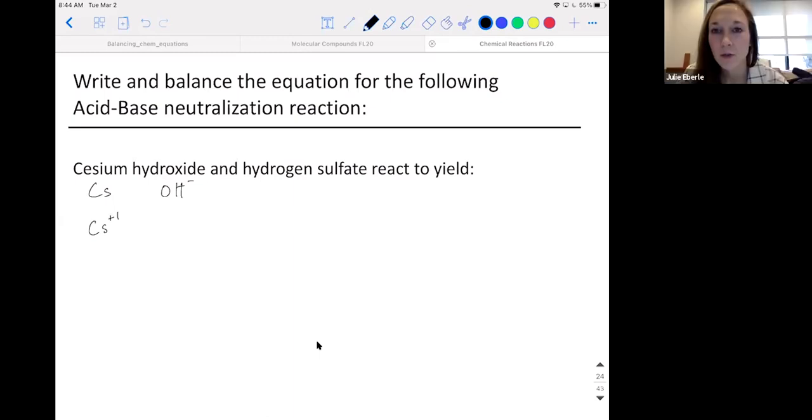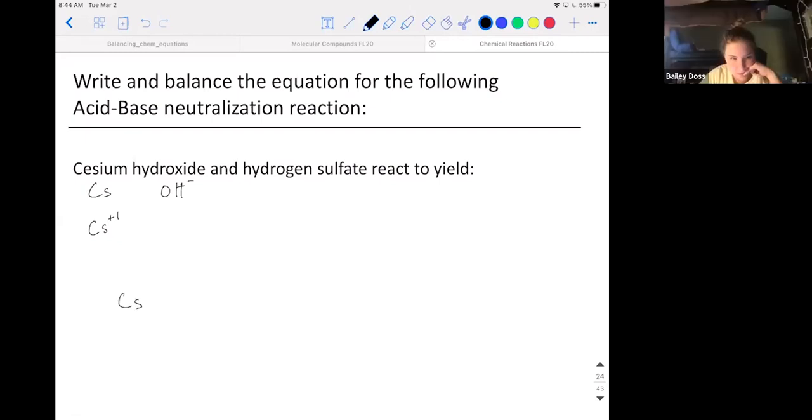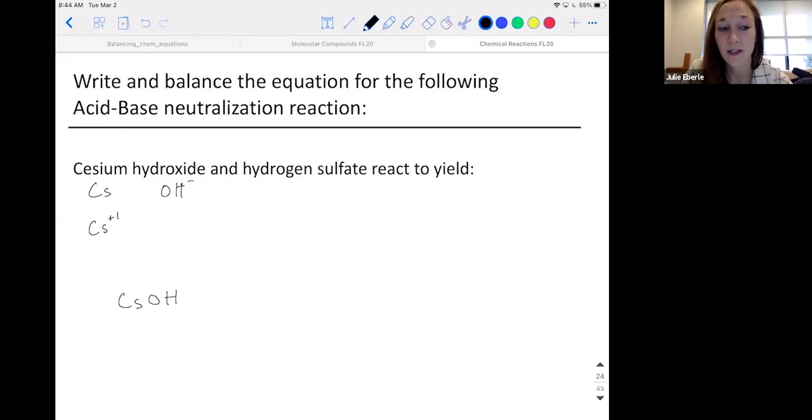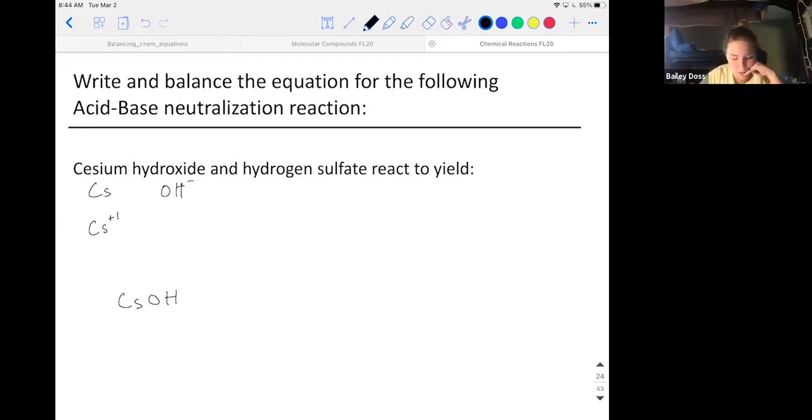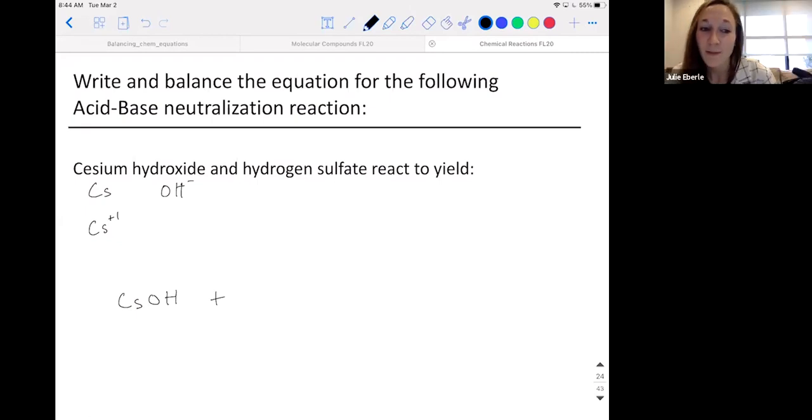So anybody want to tell me what you wrote out for your 2 reactants? Okay, so we got CsOH. Tia wrote it in the chat. CsOH is the first one. Who was going to tell me one? The other one would be hydrogen sulfate. Yes, but what is the formula for that? Gabby says HSO4. What do y'all think?